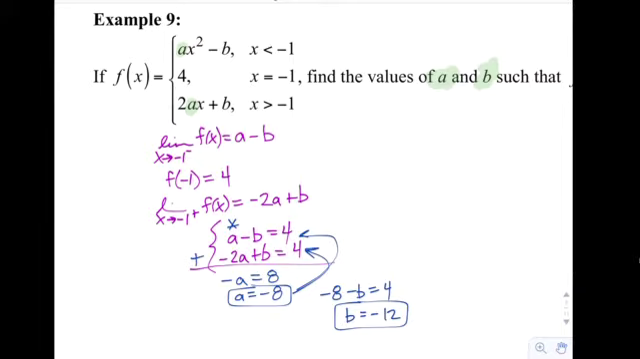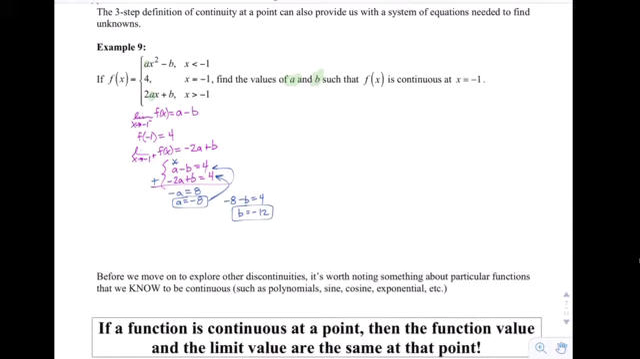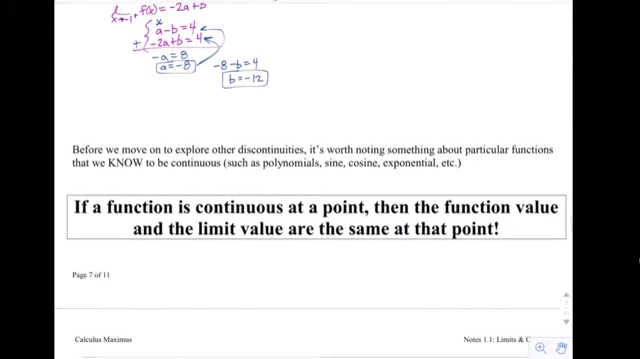Continuity. You can use the three-step definition to test and also to force something, to find values. Okay, so kind of getting back to what we did when we first started using the three-step definition. We used known continuity of a function to find the limit, right? So here's the upshot of the three-step definition. If a function is continuous at a point, then the function value and the limit value are identical.